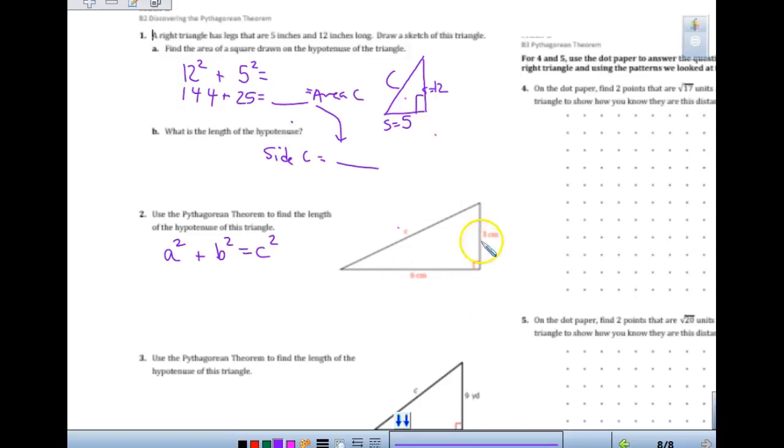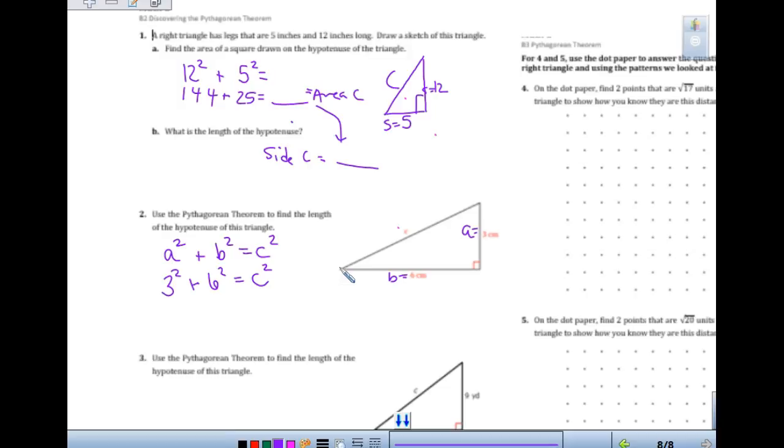Around the picture, identify your A and B. Does it matter if 6 is A or B? No. Sit up, please. Doesn't matter. Usually we go the shorter side is A, and then the next side is B, but it doesn't matter if you want to call this one A and B. And then you're going to show me your work. 3 squared plus 6 squared. You're going to keep this as C squared.